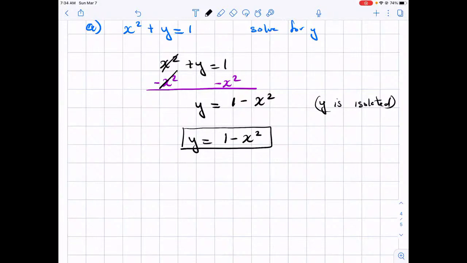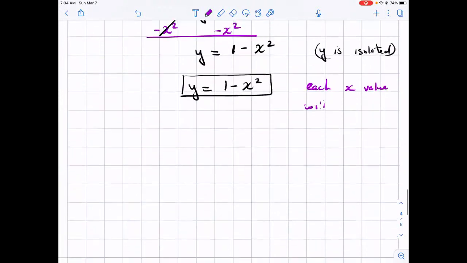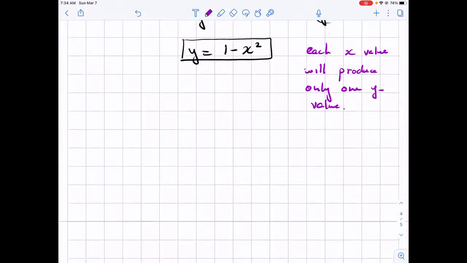Okay? So in here, you should notice each x value will produce only one y value. Okay? Every single x value will produce only one y value.